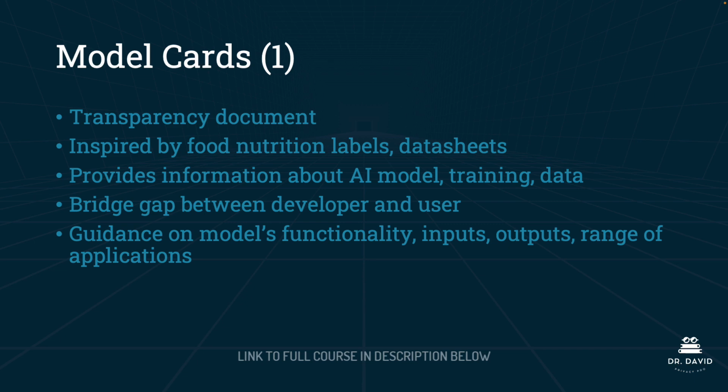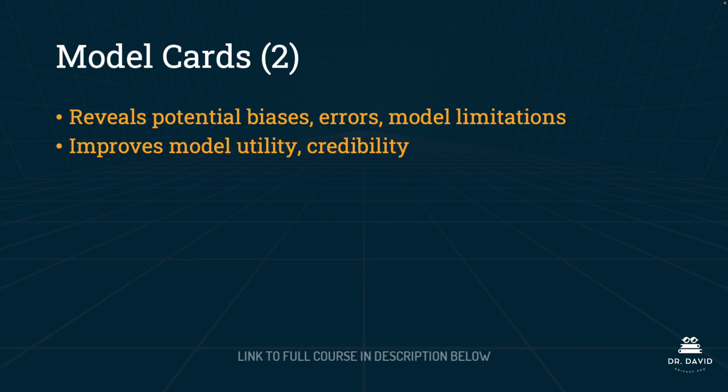A model card helps to provide information about an AI model, the model's training, and the data the model was trained and tested and validated on. Model cards help to bridge the gap between developers and users, and they provide guidance on the model's functionality, its inputs, outputs, and range of applications. Model cards can also help us to reveal potential biases, errors, and model limitations, and it helps to improve model utility and credibility as well.